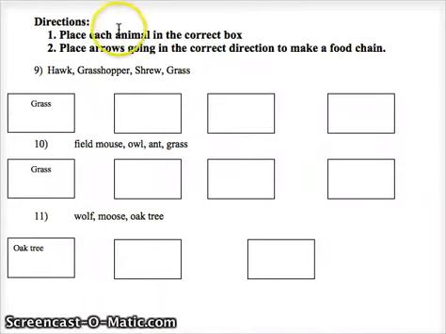The next part of your exam is going to ask that you place each animal in the correct box and then place arrows going in the correct direction to make a food chain. Number 9, you have hawk, grasshopper, shrew, grass. Again, place each animal in the correct box and make sure you have arrows, 1, 2, 3, going in the correct direction to make a food chain. Pause the video, do this, and then press play.